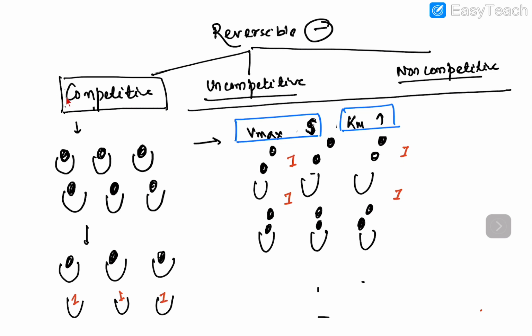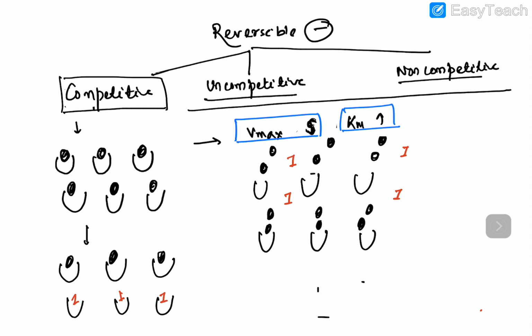In a competitive reversible inhibitor, if a competitive reversible inhibitor is present in a reaction, what will happen? So this is the enzyme. Suppose these cups represent the enzymes and these black dots are substrates and I is the inhibitor. Now, suppose we have enzymes and we add substrate to it, so the substrate will attach to the enzyme binding sites and we have products.